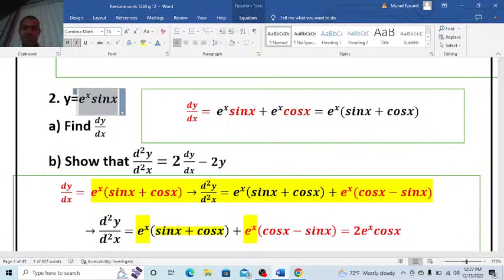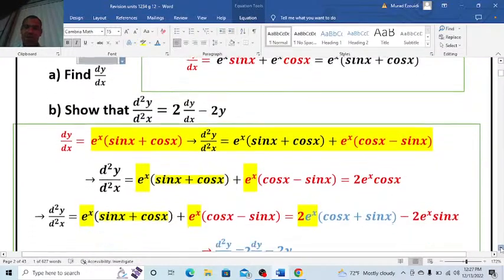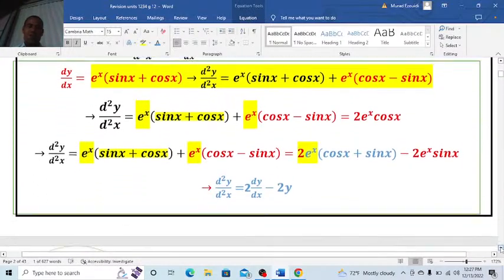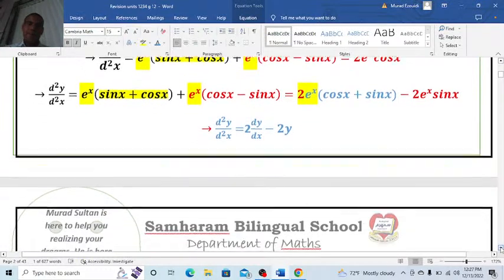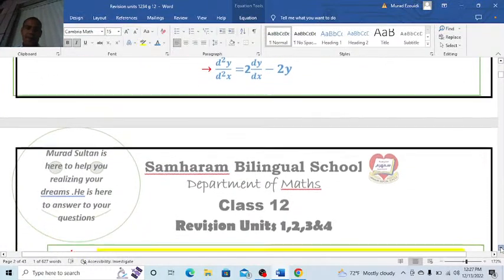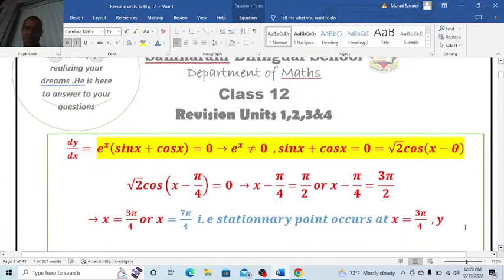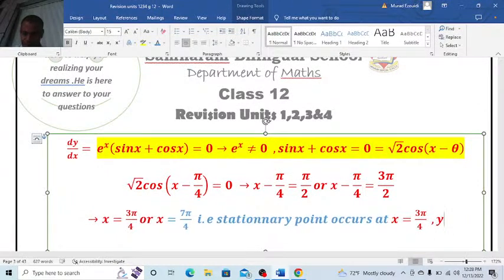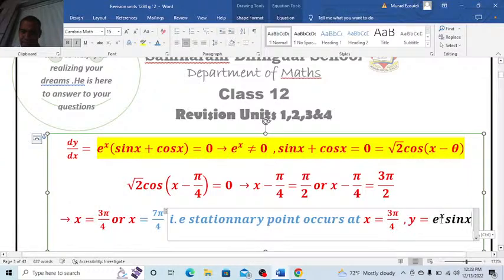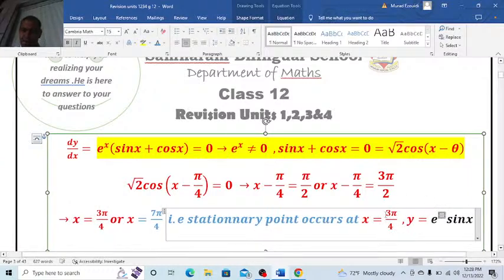Okay, therefore you are going to go back and find the value of y, the y coordinate of your stationary point. Okay, I'll just substitute. This is 3 pi over 4. I will take 3 pi over 4 like that. Okay, substitution.